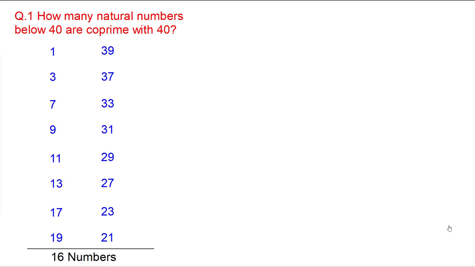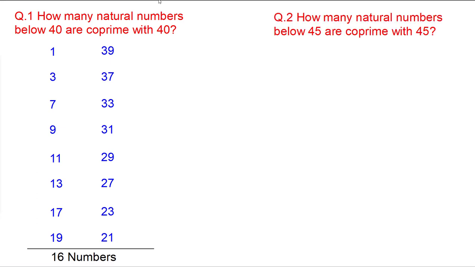Now the question is, how many natural numbers below 45 are coprime with 45? So first of all let's do this manually. How many natural numbers below 45 are coprime with 45? We can say 1 is coprime with 45. After that 2, 3 is not a coprime with 45. 4 is coprime with 45. 5 is not, 6 is not, 7 is yes. 8 is yes. After that 11, 13, 14, 16, 17.